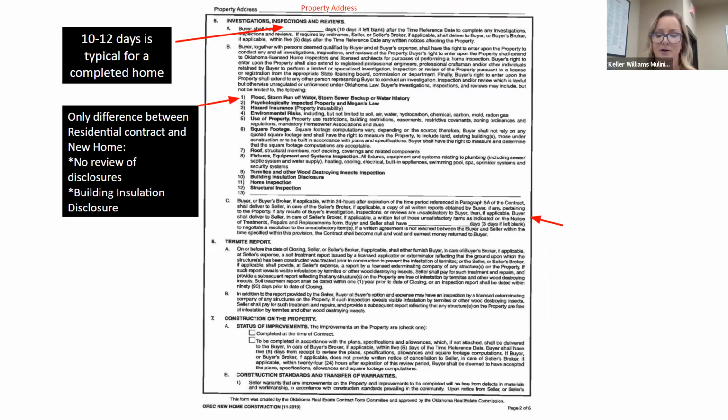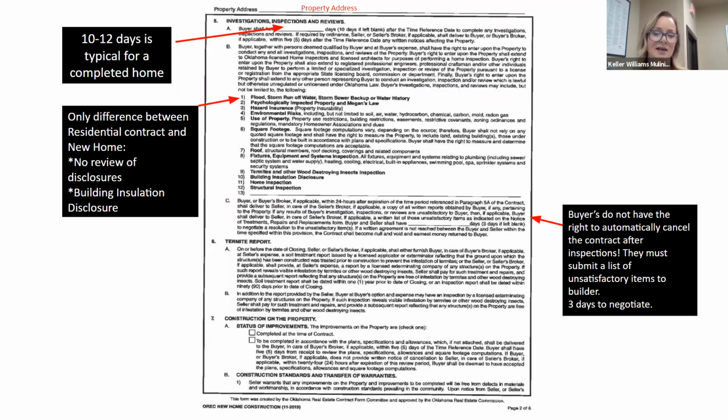In this particular paragraph, once the buyer has done their home inspection, they do not have the right to automatically cancel the contract. They have to submit a list of unsatisfactory items to the builder. The builder has an opportunity to correct those things. So if you didn't like how this was installed, or you didn't like the flood runoff or how the water drains, you've got 3 days to get that negotiated out. Now, obviously, if the builder is not willing to correct the items and the buyer and the builder cannot agree, then the contract would cancel, but it never is an automatic thing.